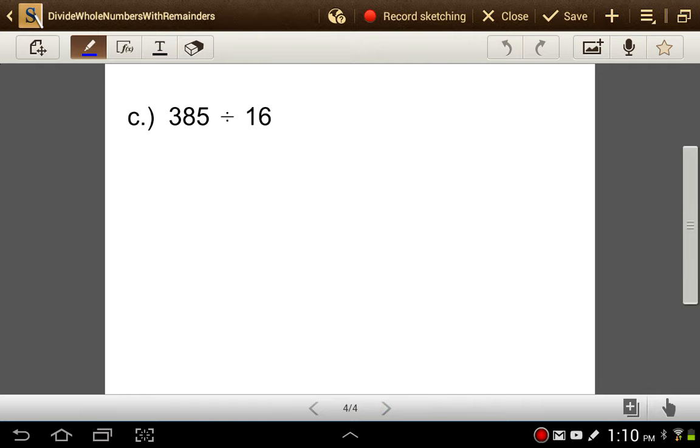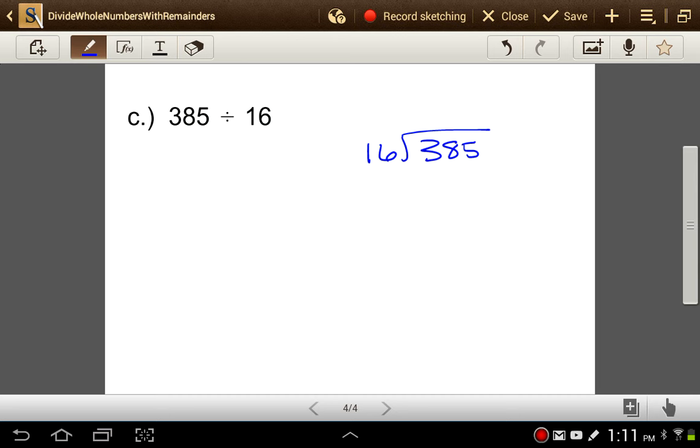Alright, in our last example, we have 385 divided by 16. So again, the first number represents how much we have, and we're breaking it into pieces of 16. Okay, so how many times does 16 go into 38? I'm going to show you a mistake, and I'm going to intentionally make a mistake here. I want you to pay attention, to let you know that if you're dividing and you're not getting it right, or you haven't gone into it enough times.